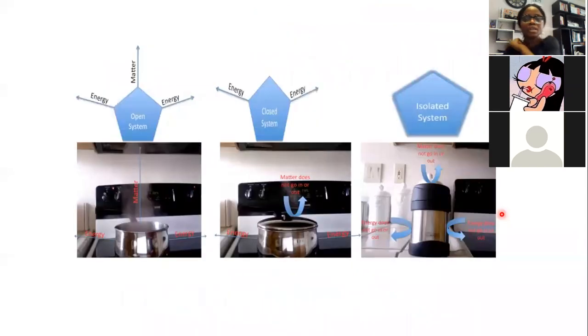So you have an example here. Here you can see your open pot, you have water in it, which is the matter. You have energy going out of this pot. When you touch the pot, you can see that the pot is hot. So both energy is going out, matter is going out. That's an open system. In this case, the pot has been covered, and matter does not go in or out.